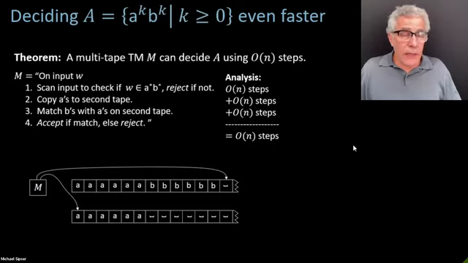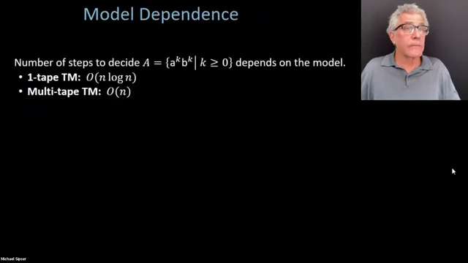Now, observe, and the point I'm really trying to make is that on a one-tape Turing machine, you can do it in n log n, but not any better. But on a two-tape Turing machine, you can do it in order n. So there's a difference in how much time you need to spend, how many steps you need to spend, depending upon the model. And that's significant for us. So the number of steps depends on the model. One-tape Turing machine was order n log n, multi-tape was order n. We call this model dependence.